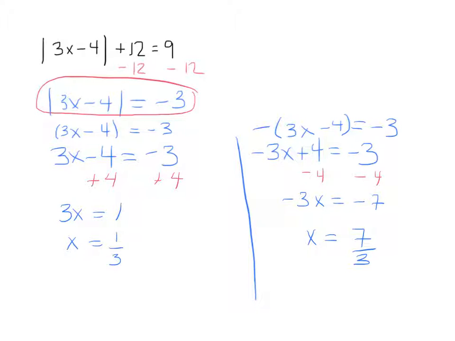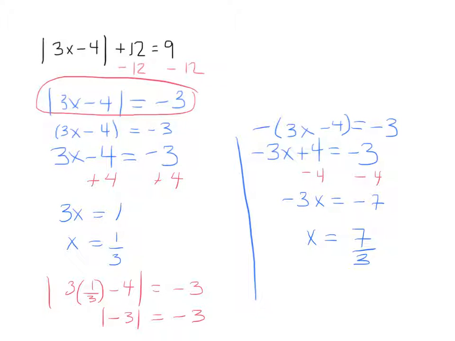And then we have to do what? Are those the two answers? Done? We have to substitute them in and check for extraneous solutions, right? So when I do that, absolute value of 3 times 1/3 minus 4, that should equal negative 3. So that becomes absolute value of negative 3 equals negative 3.